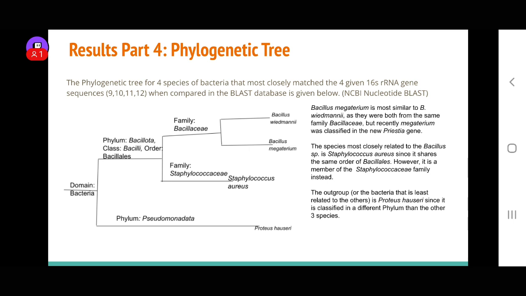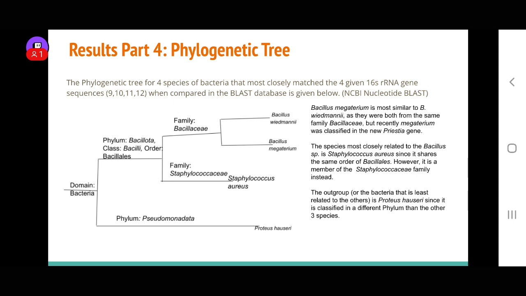And the second closest species to the 2 Bacillus species would be the Staphylococcus aureus bacteria, since it is from the same order as the Bacillus species, but it's only from a different family, genus, and species. The outgroup of the bacteria that were compared is the Proteus hauseri, since it's classified in a different phylum than the other 3 species.